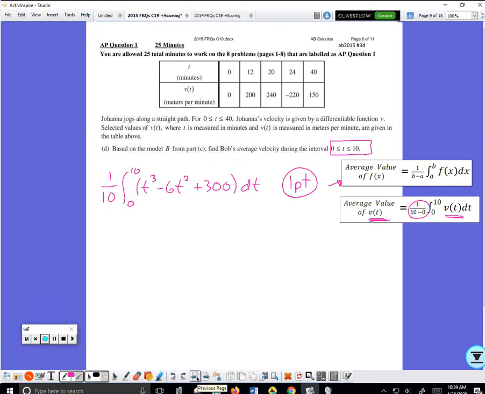Just to practice what happens if you encounter a problem where you really couldn't type it into the calculator. Don't forget that the way you solve this integral, you still have the 1 over 10. Now we must find the antiderivative of this. So that's going to be t to the 4th over 4 minus 6t cubed over 3 plus 300t. And then bar 0 to 10. That would be 1 more point.